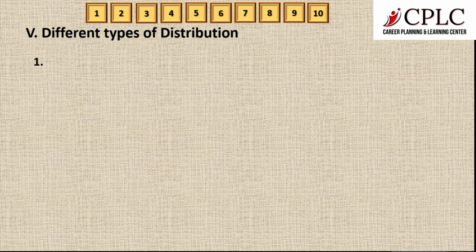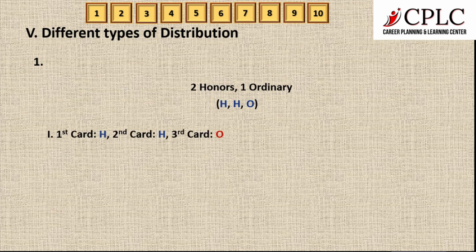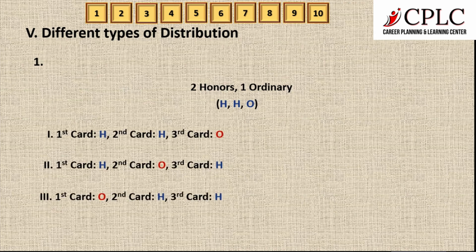Now coming back to our question, we were supposed to draw 3 cards successively with replacement, which means one after another, and 2 were supposed to be honor and 1 ordinary. They have not mentioned the pattern, whether the first 2 cards have to be honor cards or the last 2 and so on. So that gives us 3 possibilities. First possibility, the first 2 are honor and the third one is ordinary. Second possibility, first and third cards are honor and the second card is ordinary. Third possibility, the first one is ordinary and the last 2 are honor.